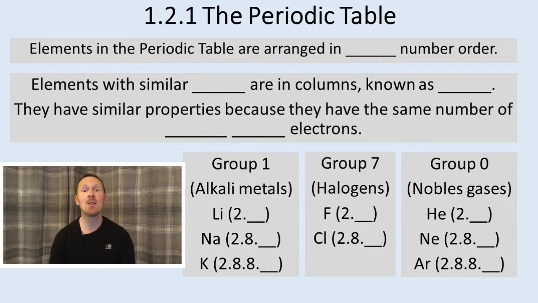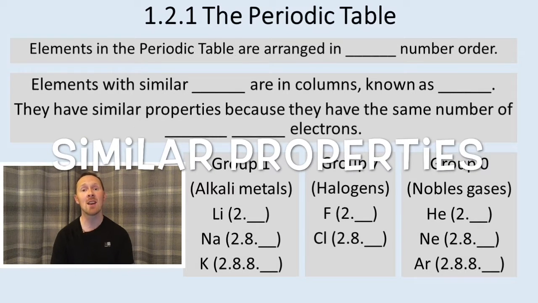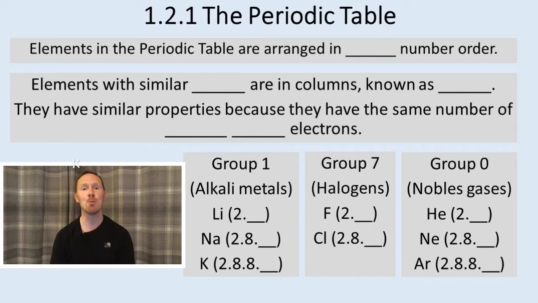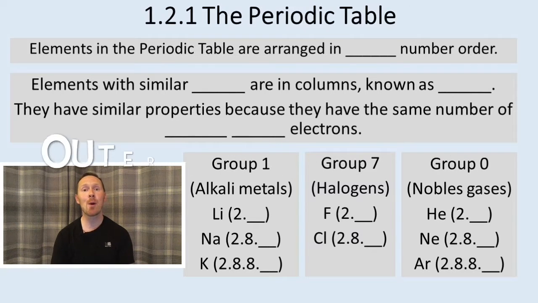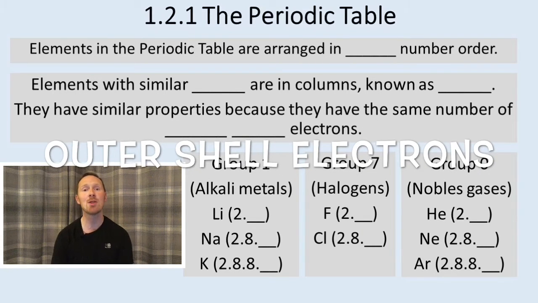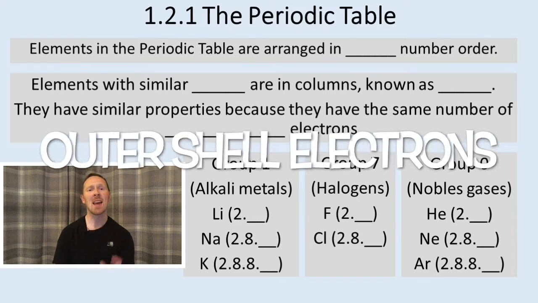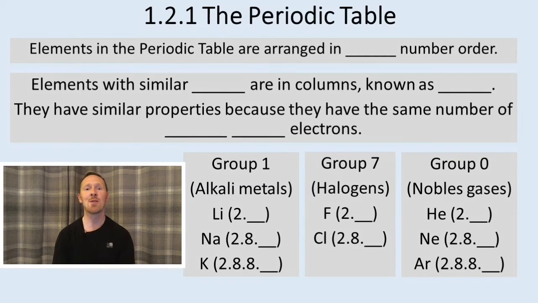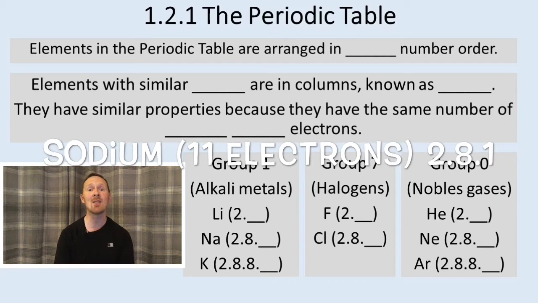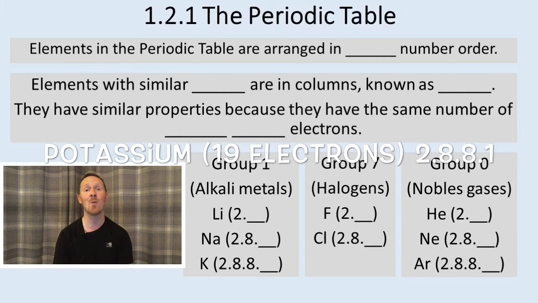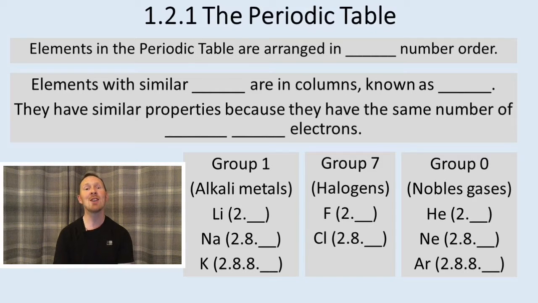Now, when we're looking for patterns and trends, we've now discovered in our modern periodic table that elements with similar properties are in the same column. We call them groups. Elements in the same group have similar chemical properties because they have the same number of outer shell electrons. Do you remember that phrase? Outer shell electrons. So for instance, elements in group 1 all have one electron in their outer shell. So lithium is electron arrangement 2.1, sodium 2.8.1, potassium 2.8.8.1. They all have one outer shell electron, so they share similar chemical properties.